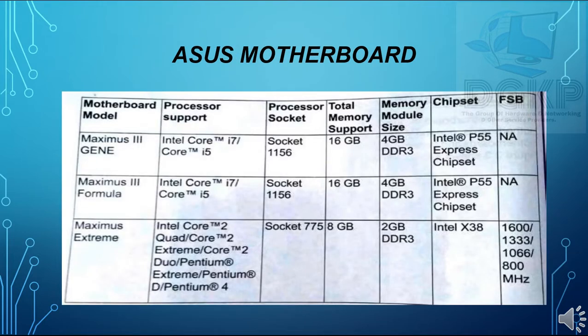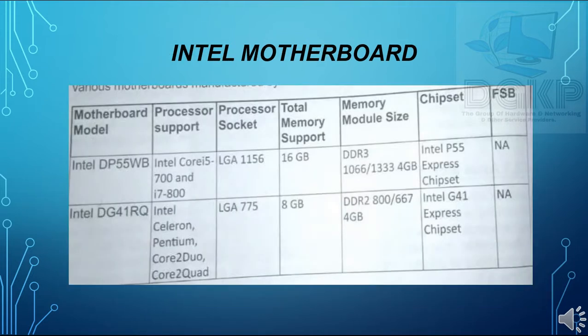ASUS motherboard. Here we see the motherboard model, the processor it supports, processor socket, total memory support, memory module size, chipset, FSB. Have a look at this picture for more details. This is Intel motherboard. Have a look at the picture below for more details. In this we can see the motherboard model, the processor it supports, processor socket, total memory support, memory module size, chipset, and FSB.